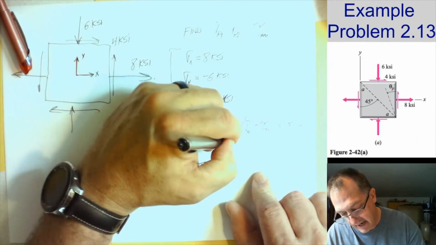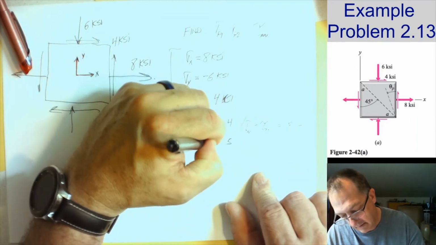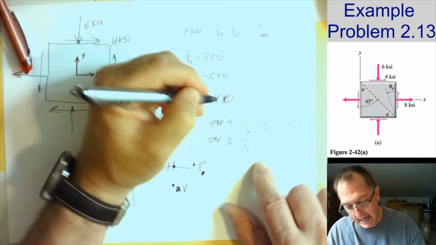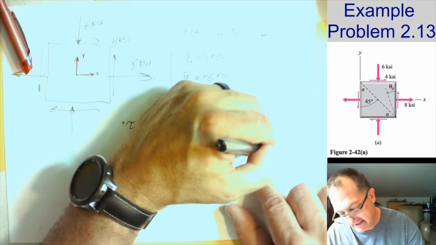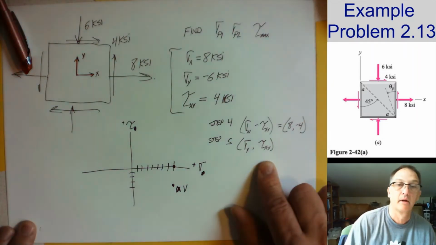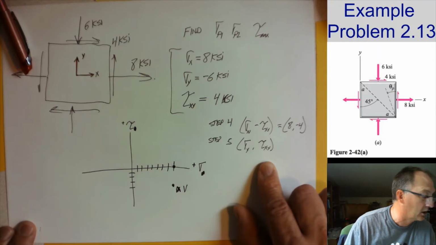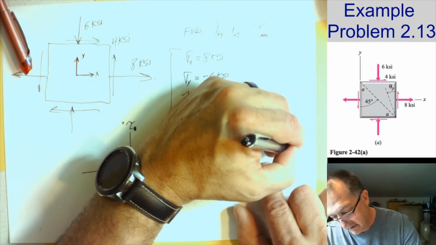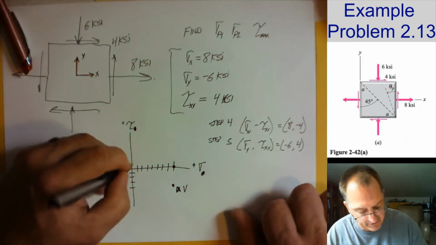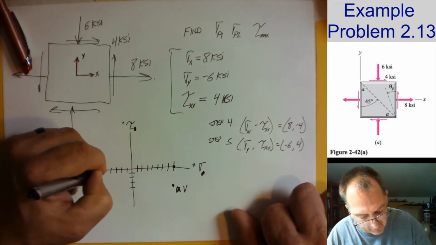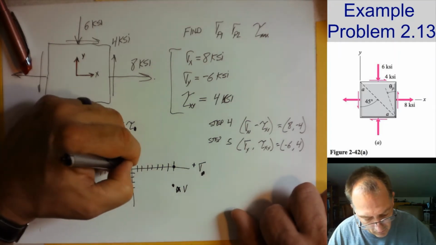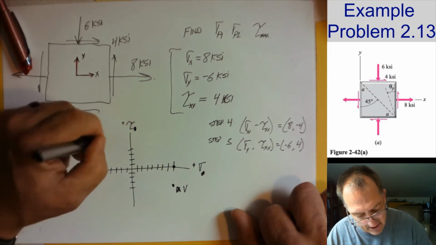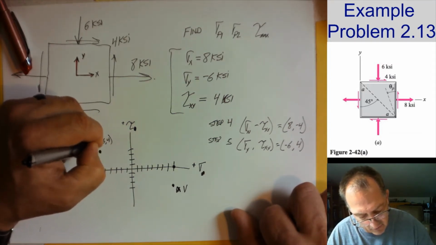Then we're going to do step 5, which is to plot sigma y and positive tau xy. All right, what's that? Sigma y is -6 and 4. So -6, 1, 2, 3, 4, 5, 6. 1, 2, 3, 4. Okay. So that's there. -6, 4.